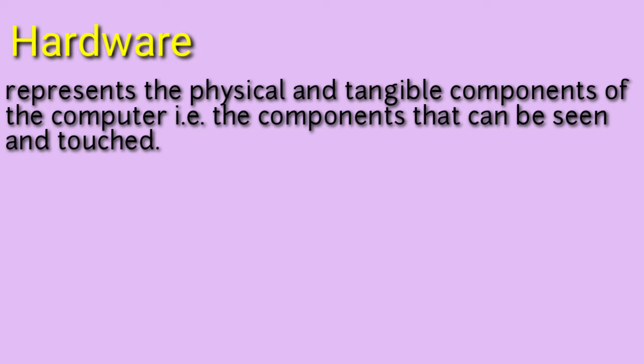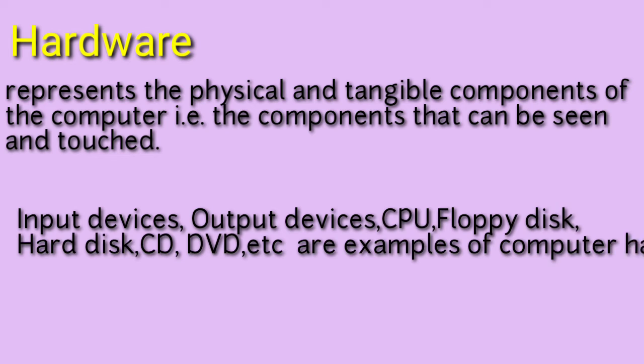Hardware. What is hardware? Hardware actually represents the physical and tangible components of the computer, the components which you can see and touch. All the input devices, the different output devices, CPU, floppy disk, hard disk, CDs and DVDs which we use, those are the tangible components of the computer and they are called computer hardware.